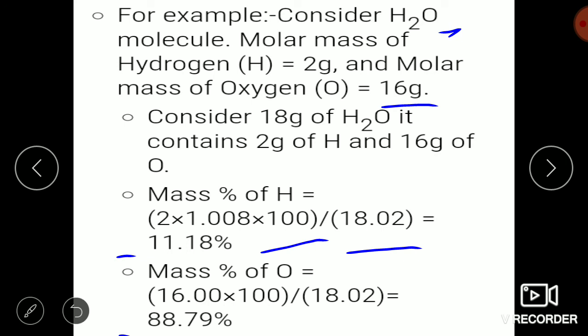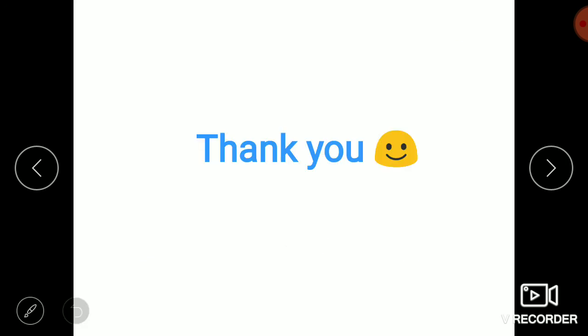What is the formula? Mass of the element divided by molar mass of the compound into 100.